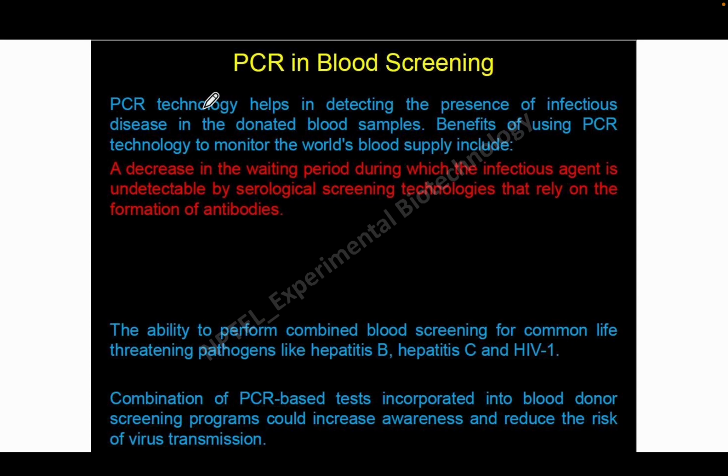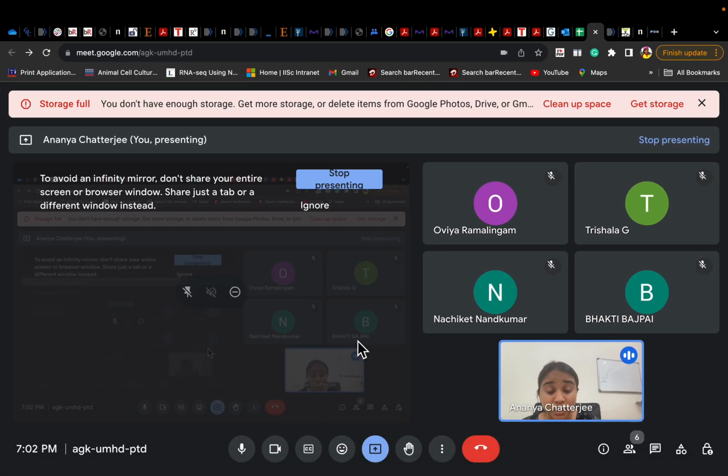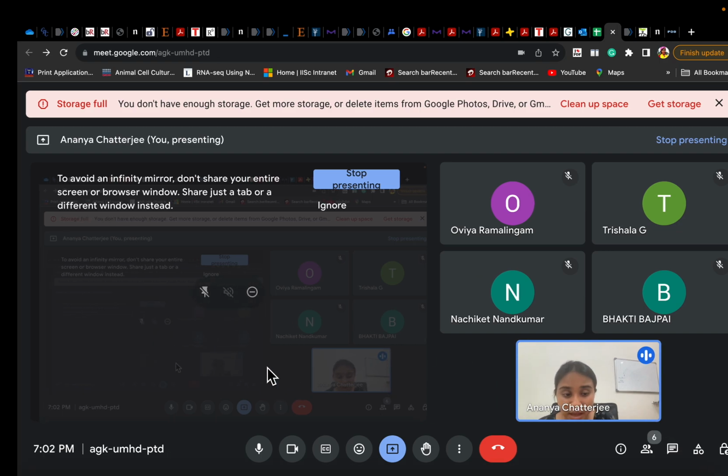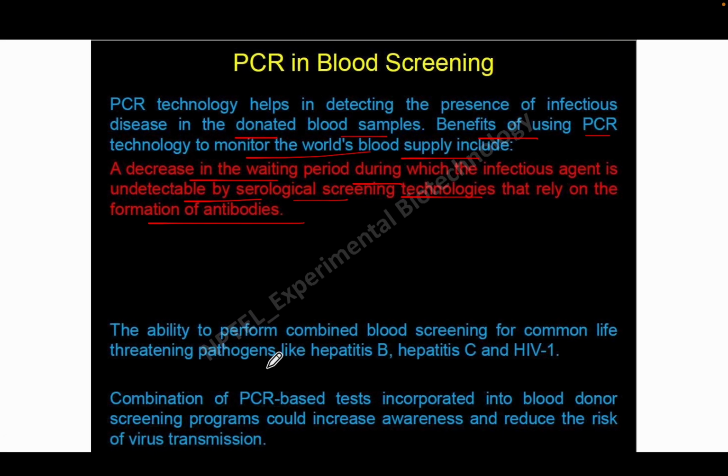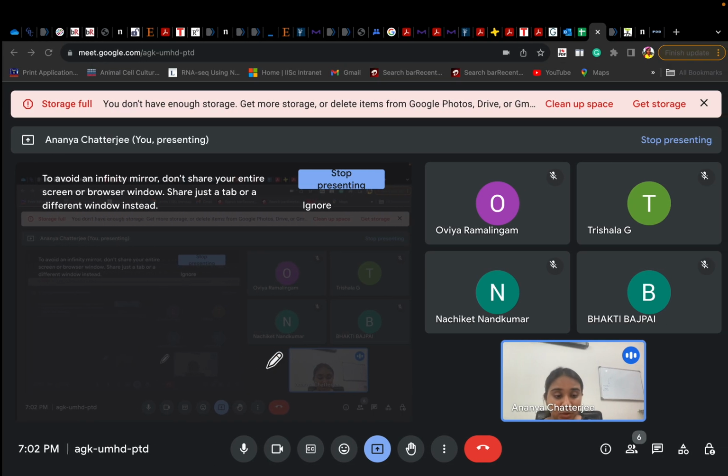PCR in blood screening. PCR technology helps in detecting the presence of infectious disease in donated blood samples. Benefits of using PCR technology to monitor the world's blood supply include a decrease in the waiting period during which the infectious agent is undetectable by serological screening technologies that rely on the formation of antibodies. So you don't have to wait for the antibody to be generated. You can directly amplify the pathogen present in your body, do the PCR, and detect it.